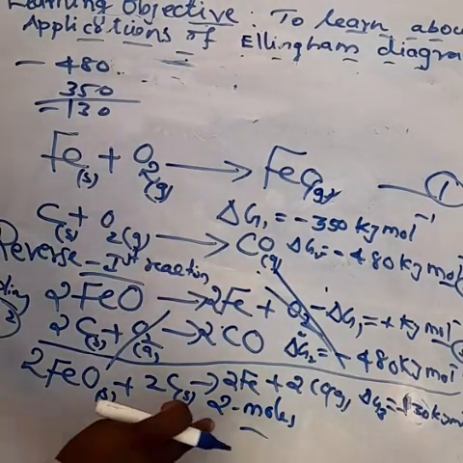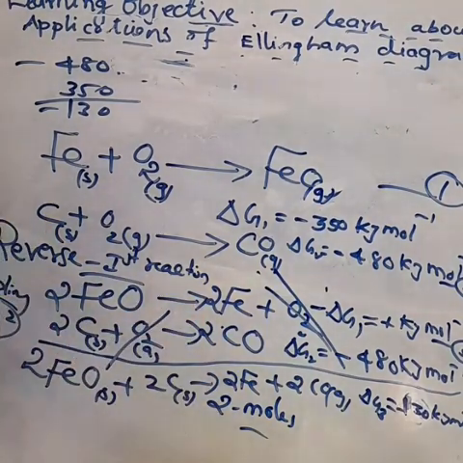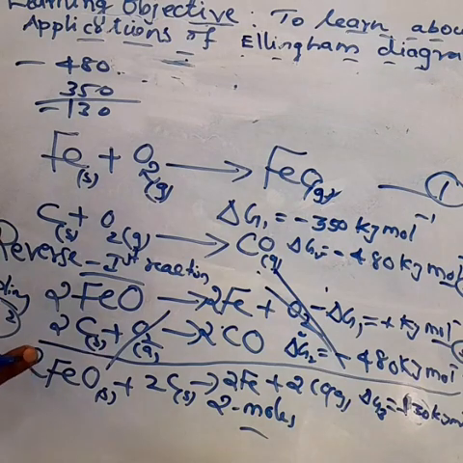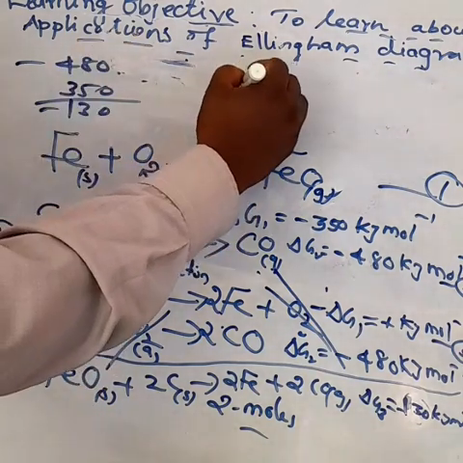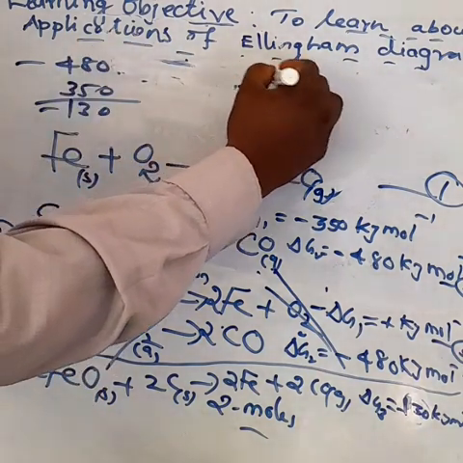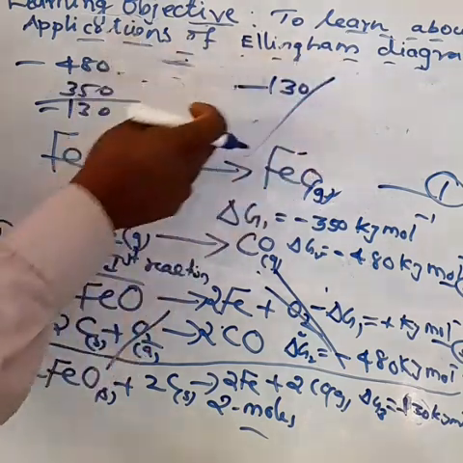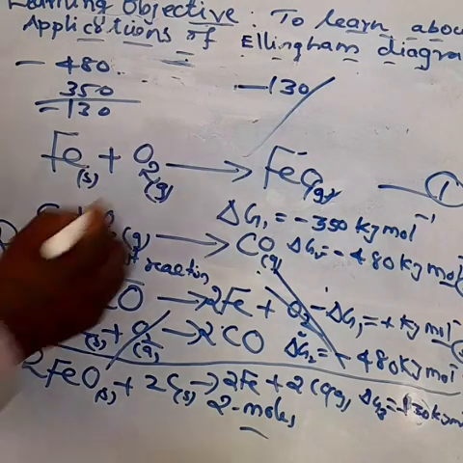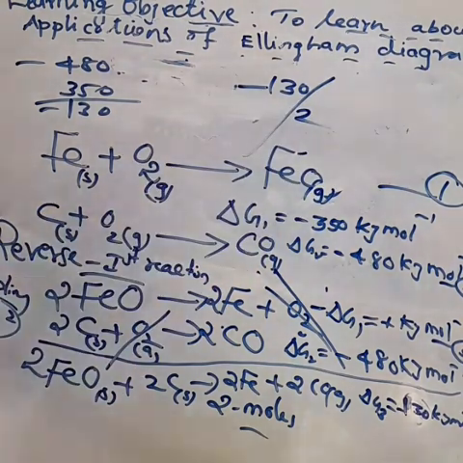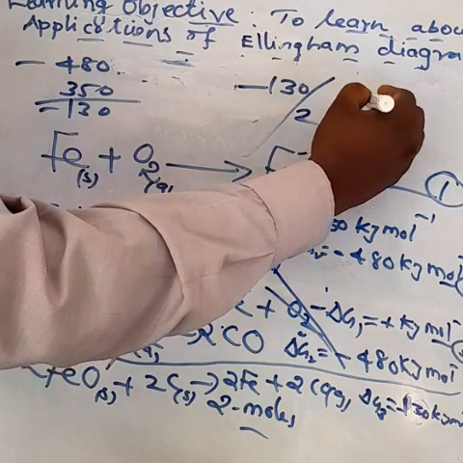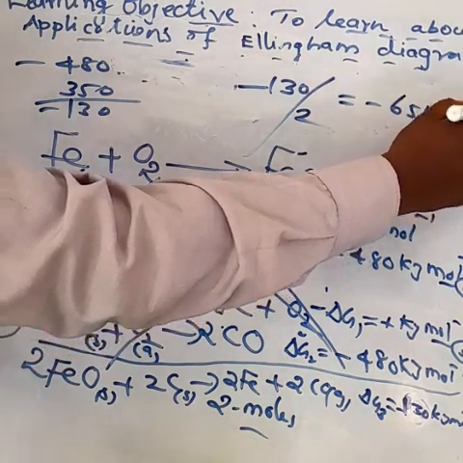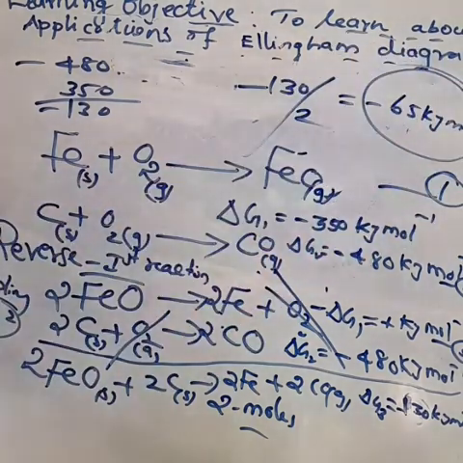So what about 1 mole? Here the equation is for 2 moles, and the value is negative 130 kilojoules mole inverse, am I right? What about 1 mole? The standard free energy change for the reduction of 1 mole of iron oxide is delta G3 divided by 2. If you divide by 2, we get 1 mole, that is negative 65 kilojoules mole inverse.